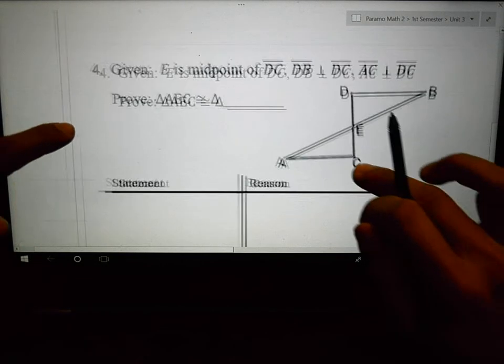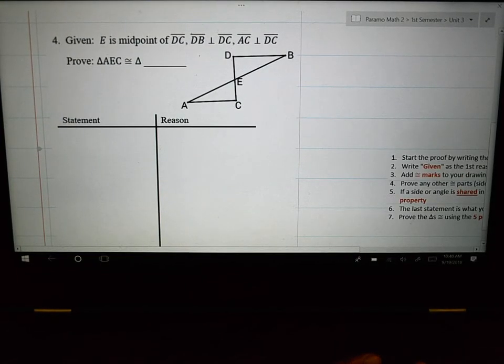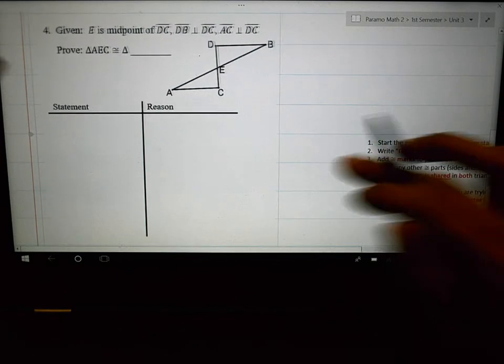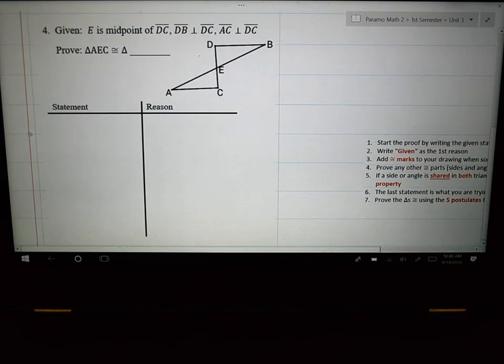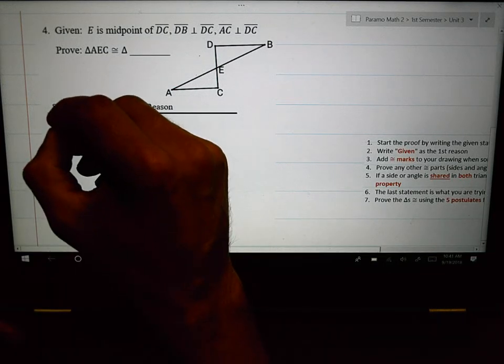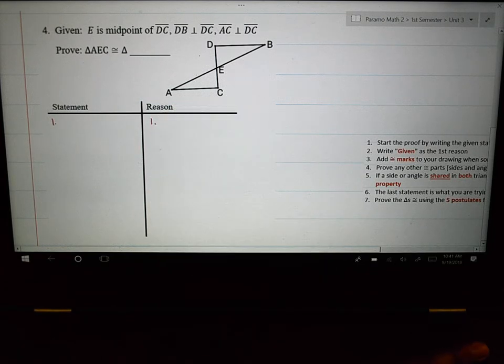So the example that I have is number 4. Number 4 is on your worksheet, so if you want to do number 4 with me on your worksheet, you are totally welcome to do so. Number 4 looks just like what you see. I hope it matches up with what you have. It's a 2-column proof, just like all the other letters we've had so far.